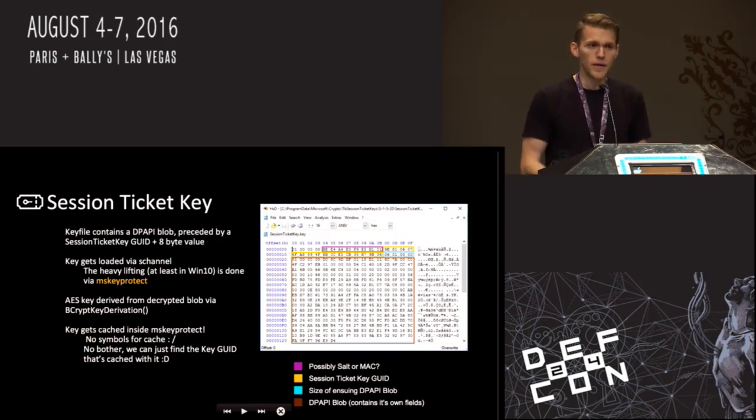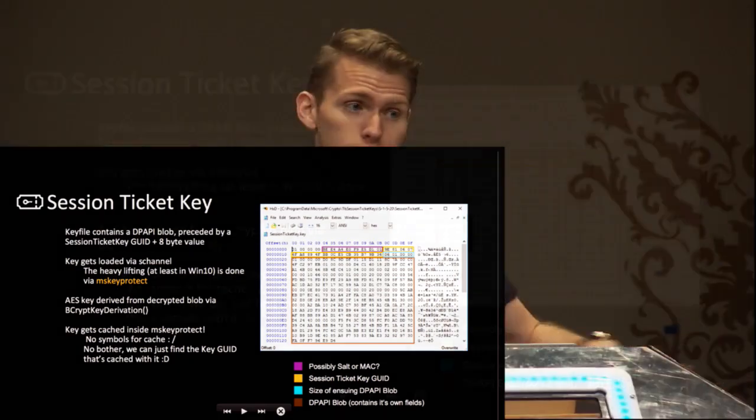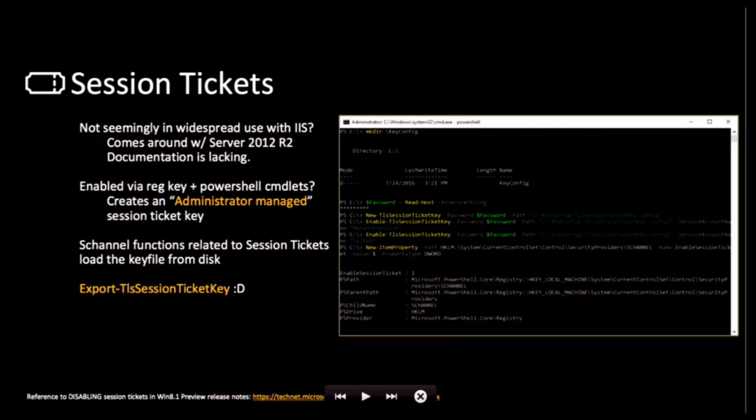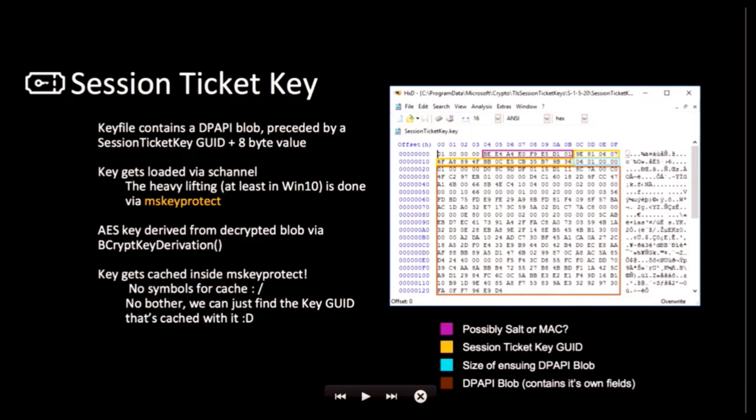So we can then pull that out. And that key then gets turned into an AES key through a key derivation process. But that AES key is actually the same AES key across reboots, which basically means that if you enable session tickets, and it happens at the S channel layer, which means that it happens for all services in Windows, not just for IIS, it happens for IIS and RDP and everything else we talked about, then if you can pull this key off disk via, I don't know, the export TLS session ticket key function cmdlet from PowerShell, you can then decrypt these just like it was an RSA key. You can then decrypt those sessions, which is kind of crazy.